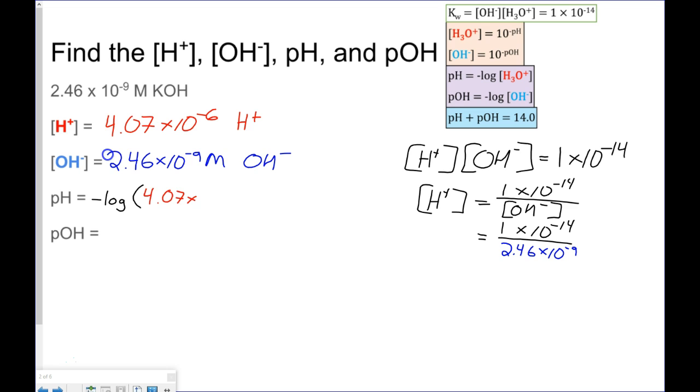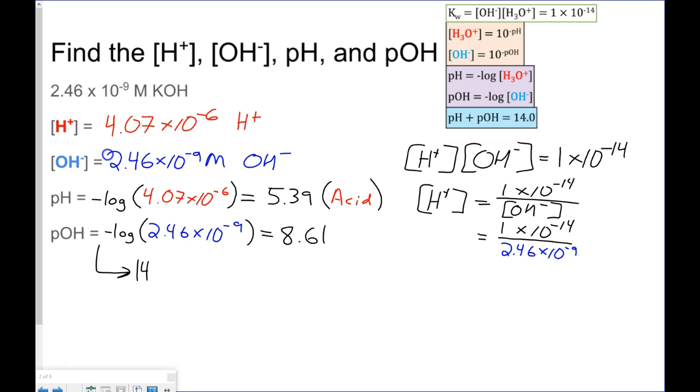For pH, the negative log of the concentration right there is going to give me a 5.39, which means this one is also going to be an acid because it's below 7. For pOH, that's going to be the negative log of the hydroxide concentration. That's going to give me 8.61. And again, the other way to do that is 14.0 minus the pH is going to give me the pOH of 8.61. I get the same thing either way.